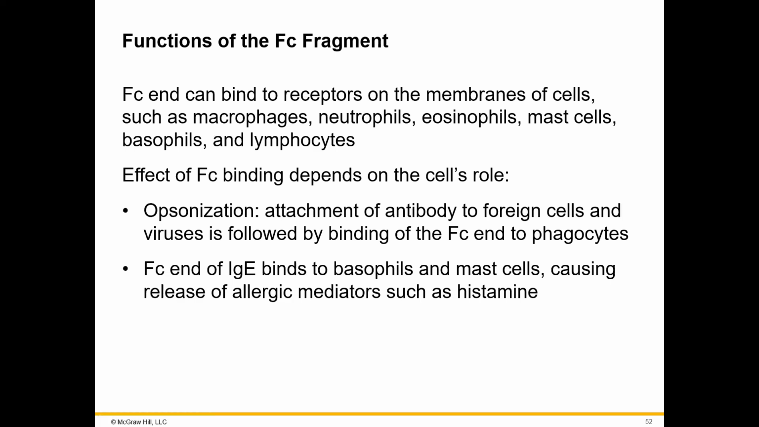The effect of the crystallizable fraction, so the antibody's Fc end binding to a cell, depends upon that cell's role. In the case of opsonization, the attachment of antibody to foreign cells and viruses is followed by the binding of the Fc end to phagocytes. The Fc end of the antibody of allergy, which is IgE, binds to basophils and mast cells, and this causes the release of allergic mediators such as histamine.